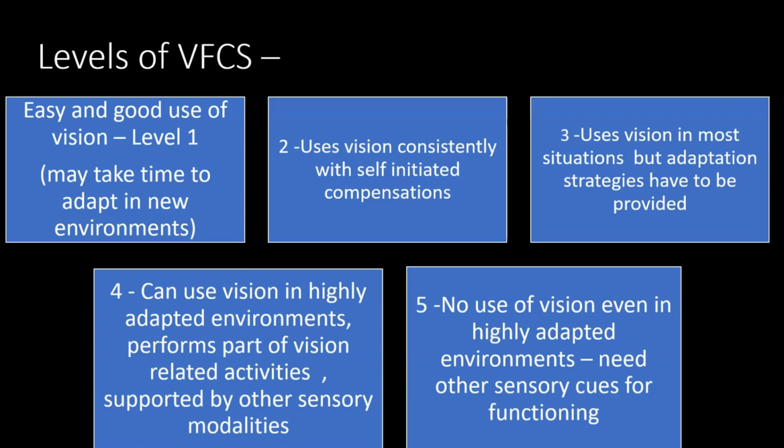Level 4, it can use vision in highly adapted environments, but it performs only part of the vision activities, and it is supported by other sensory modalities like tactile cues and auditory sensations. Fifth, whatsoever you try, the child is not using the vision. So we will see each and every level in detail.